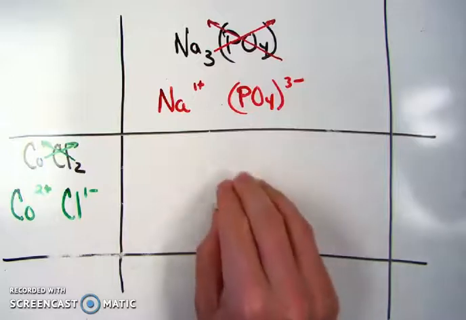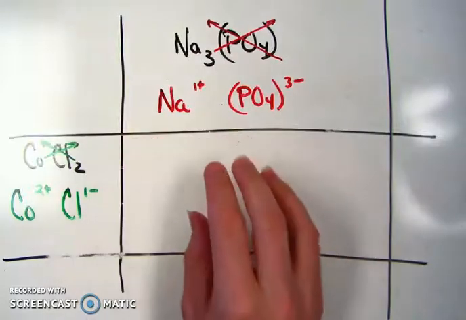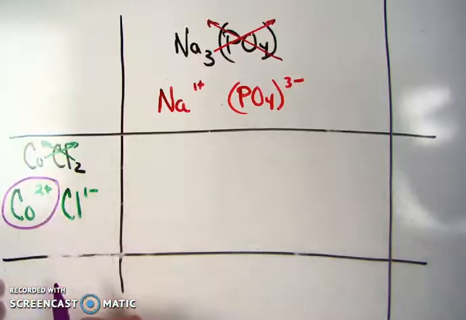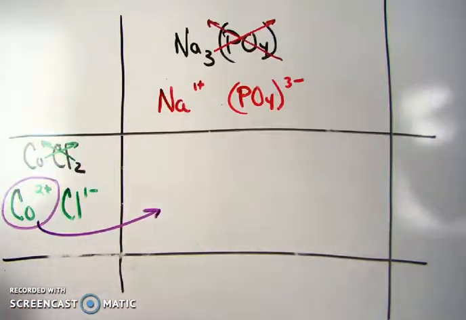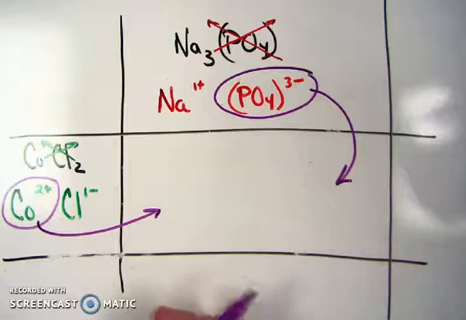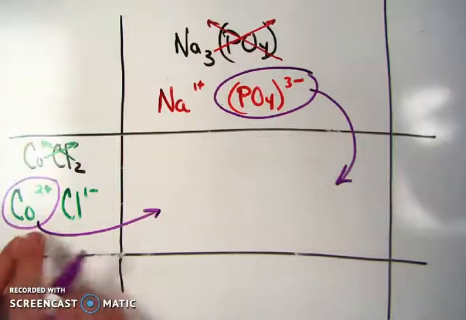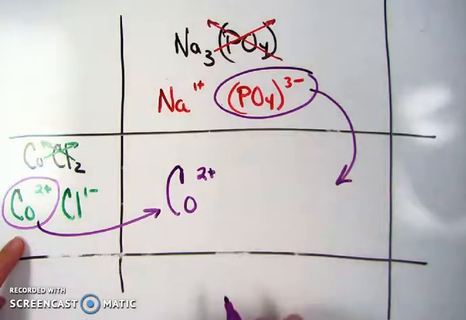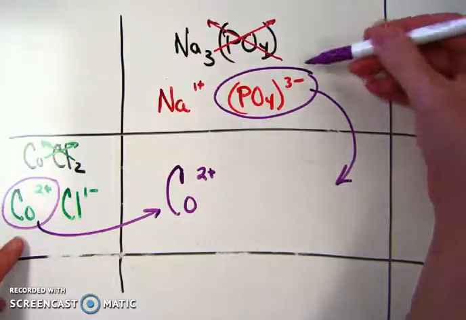Now, if a new compound forms on the inside here, it's essentially like a drag and drop activity where you take the first item from this column and drag it over, and you take the second item from the top and drag that down. So again, from the up and down column, it's always the first positive ion that you're going to bring over, Co 2+. And from the top row, it's always going to be the second, negative anion. You're going to pull that down.